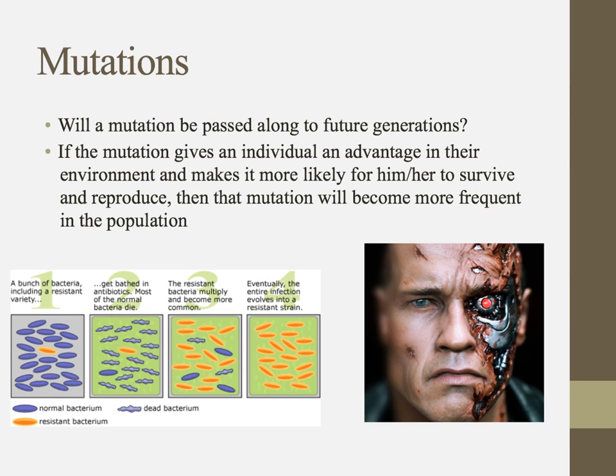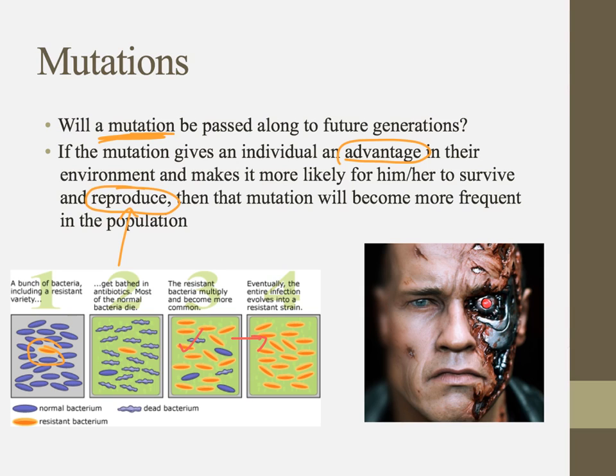Now, how can we decide when a mutation is going to be passed along and become more common? Well, if it gives the individual an advantage in their environment, like being better able to get food, more likely to gain space, and it makes it more likely for that individual to reproduce, then the mutation will become more frequent. And this part about reproduction is really important because mutations are heritable. They're in genes. So let's say that you're a bacteria and you have a mutation that allows you to be resistant to antibiotics. That's going to make you more likely to survive and therefore more likely to reproduce.